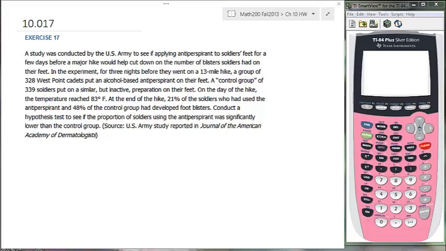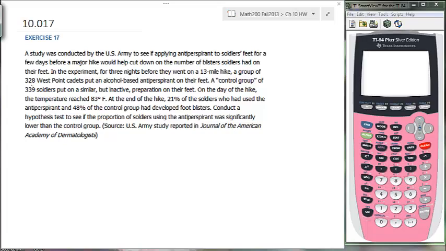This is problem number 17 in chapter 10. A study was conducted by the U.S. Army to see if applying antiperspirant to soldiers' feet for a few days before a major hike would help cut down the number of blisters soldiers had on their feet. An experiment for 3 nights before they went on a 13-mile hike.